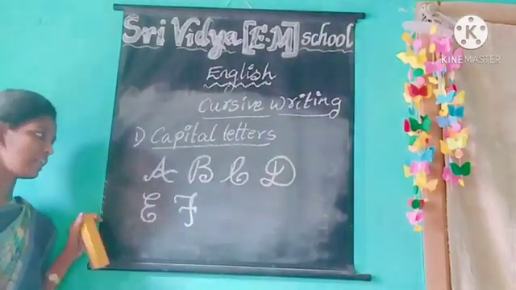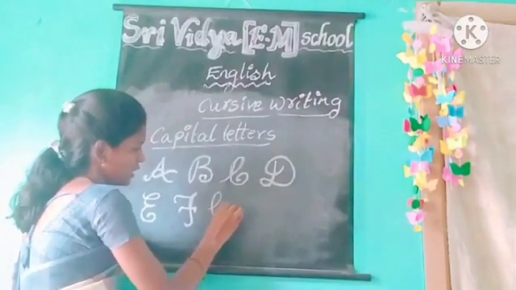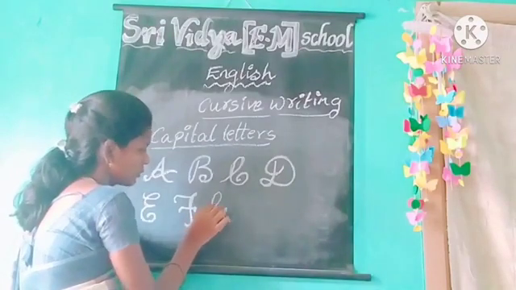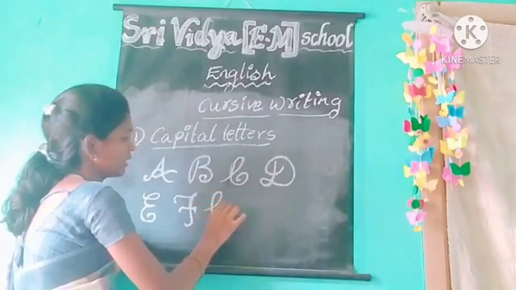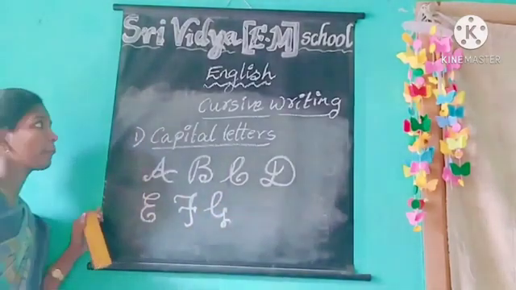E, F. Next letter. What is the next letter? G. G should be written like this. It should start from here. It should move like this, and this is the letter G in the cursive writing. Next.